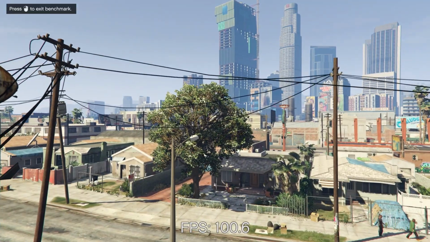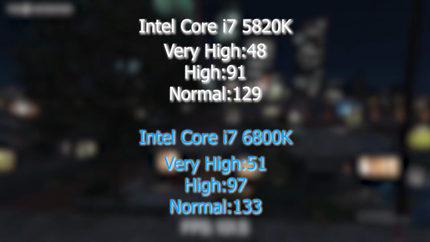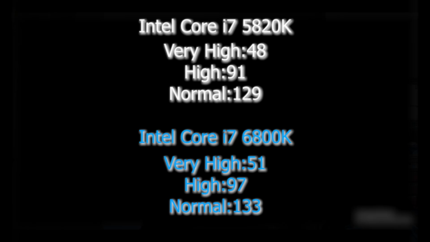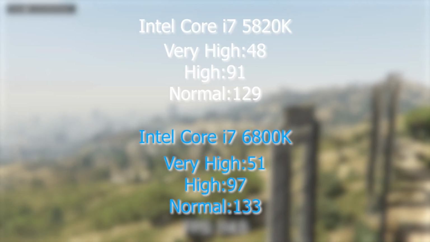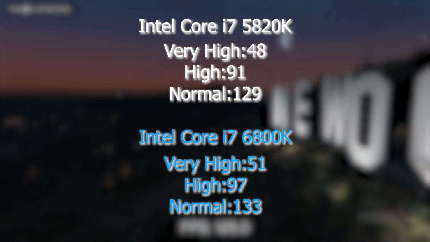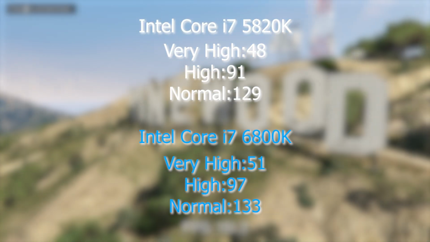Let's get things started off with GTA 5. I'm going to throw up the numbers right here for both of them, the 5820K and the 6800K. As you can tell, really early on, it's really close numbers. When we're running it at very high, our averages are 48 FPS for the 5820K and 51 FPS for the 6800K. At high, we have 91 and 97, and at normal, we're at 129 and 133, respectively.